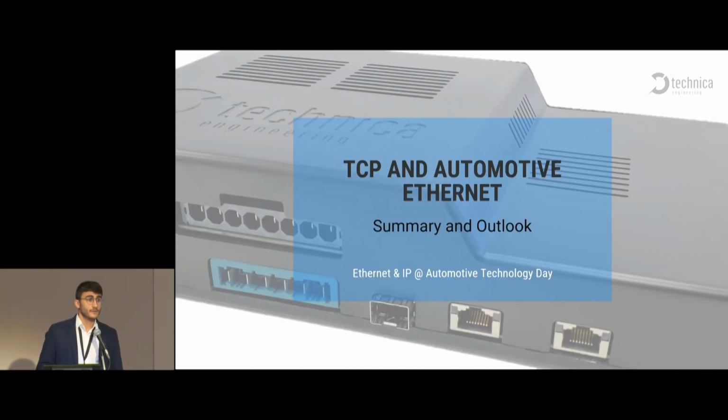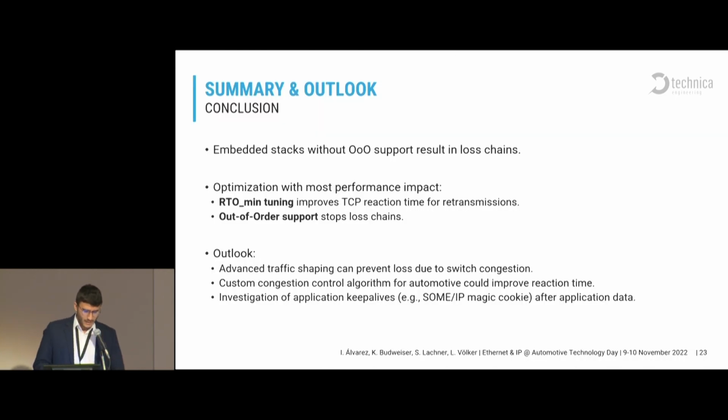And to finish the presentation, I'd like to give a brief summary and some outlook points. I think the key message of this presentation is that even though TCP is an old and well-known protocol, it has never yet been optimized for automotive applications. And we should master this protocol before we start implementing and discovering new technologies on top of it. We have seen that embedded stacks without out-of-order result in lost chains, in retransmission chains that can be critical. We have also seen that the 2 optimization techniques that have a bigger impact are, on one side, RTO tuning, the RTO min tuning, to improve the reaction time for retransmissions, and also the out-of-order support to avoid having such lost chains. And as outlook points, we can highlight the following.